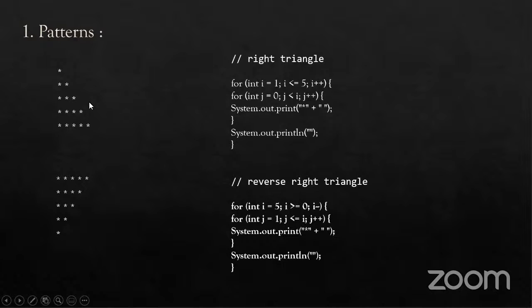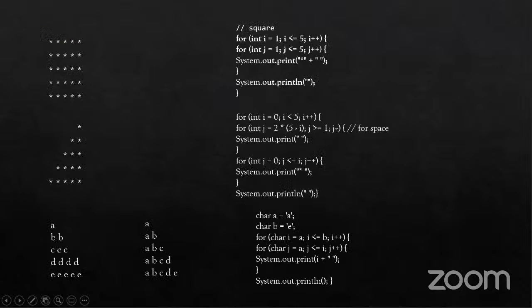This is the first, most basic pattern that is asked in interviews and all. We are getting the most basic triangular pattern, the right triangle pattern. The next one is a reverse right triangle, the same right triangle, which is reversed.